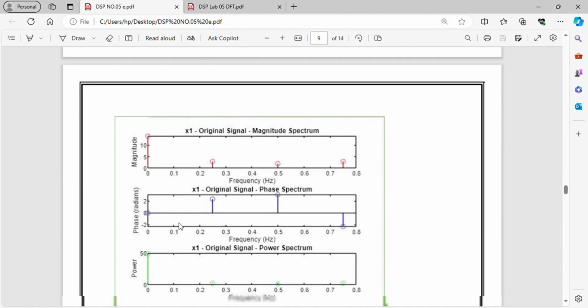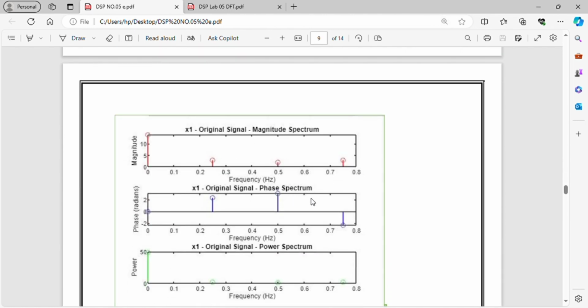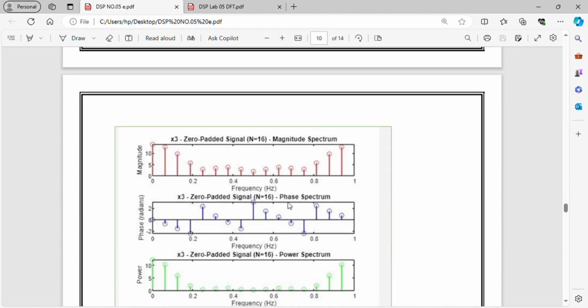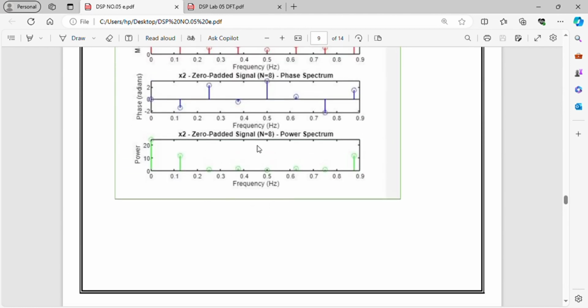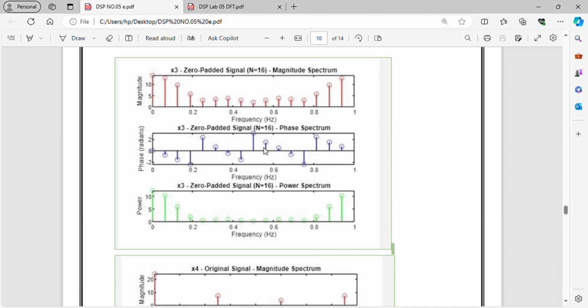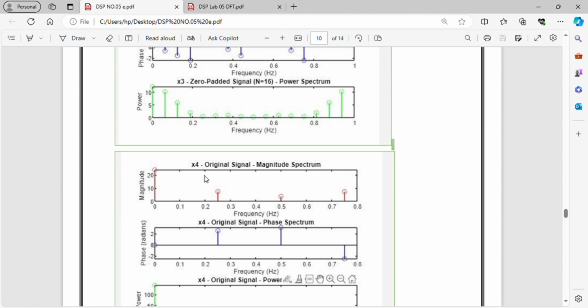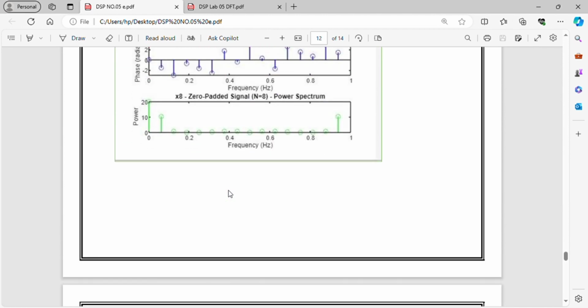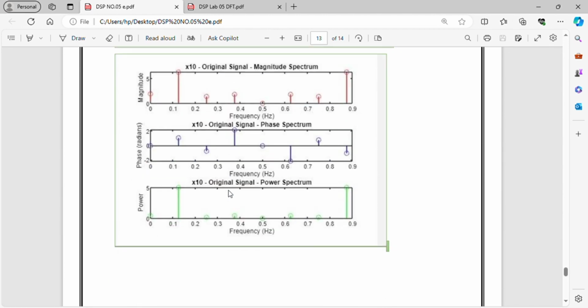The output of the resulting code is this. This is the original signal's magnitude spectrum, phase spectrum, and power spectrum. And this is the zero padded signal's magnitude spectrum, phase spectrum, and power spectrum. And also the zero padded signal's magnitude spectrum when N is equal to 16. Above, the zero padded signal is given when N is equal to 8, and in this one N is equal to 16. Same for the magnitude spectrum, phase spectrum, and power spectrum. This is the original signal for x4. This is the original signal for x5, x6, x7, and up to x10, x11.